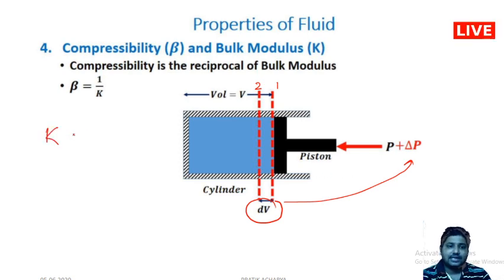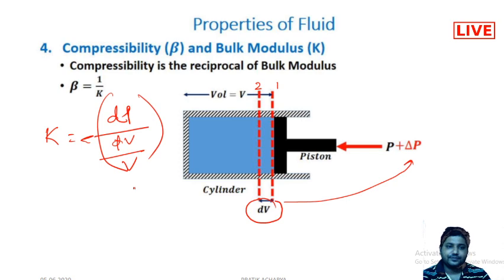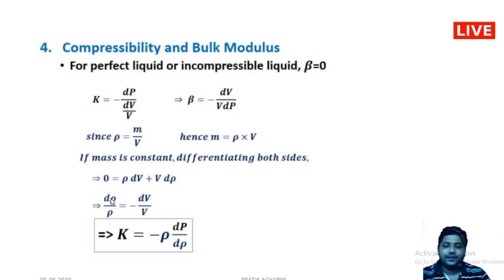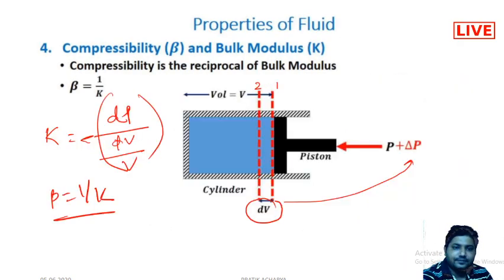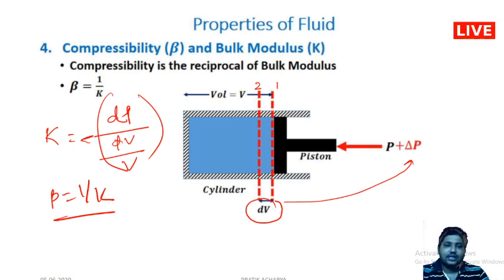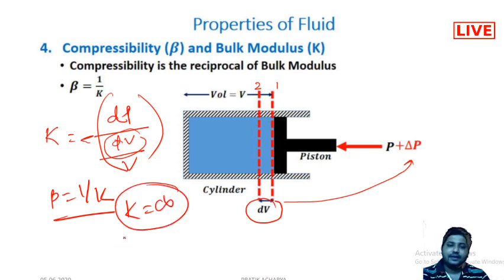So bulk modulus is nothing but the volumetric strain per change in pressure. Volumetric strain means dV by V. This is the bulk modulus, and the reciprocal of the bulk modulus is called compressibility. Ideally, water or any liquid is considered incompressible. As it is incompressible, the dV part is going to be 0 for a liquid. So ideally, in the case of water, the bulk modulus will be infinite.